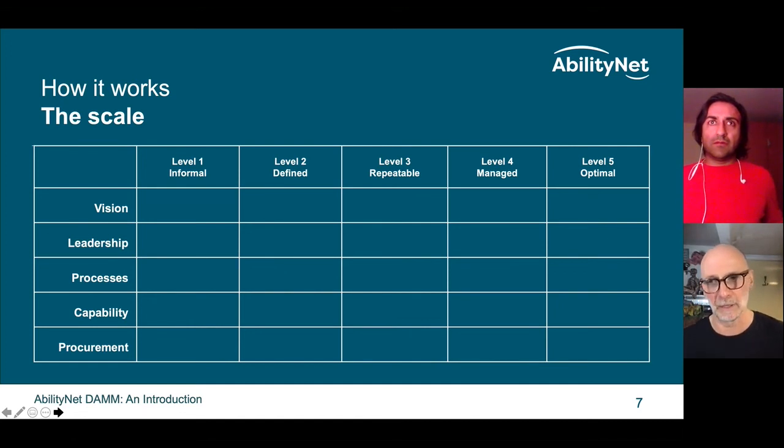We've kept it simple at that top level. We're just going to go through some of the details now to show you how you know where to put yourselves on these grids. But this is all in the notes when you download it.